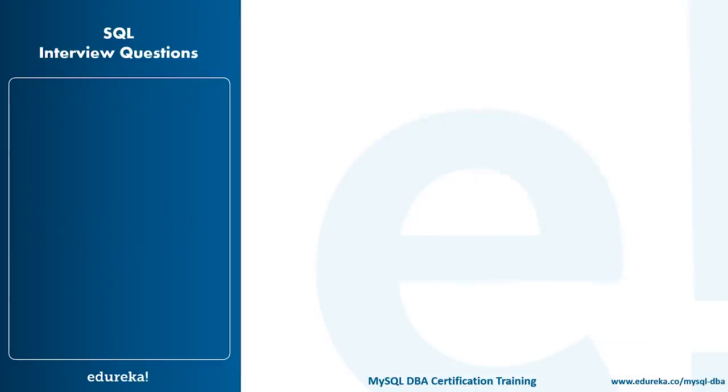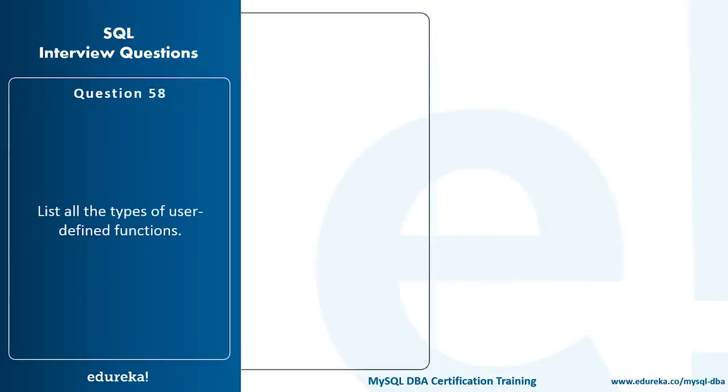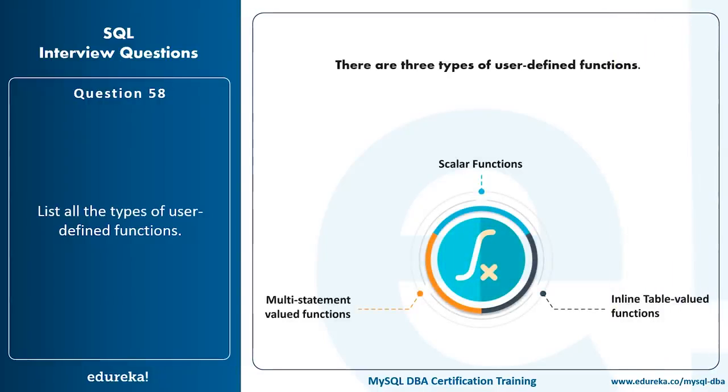Now let's move forward with the next question. List all types of user defined functions. There are mainly 3 types of user defined functions: the scalar functions, the inline table valued functions, and the multi-statement valued functions. So you mainly have to mention these 3 functions when you're asked about the different types of user defined functions.